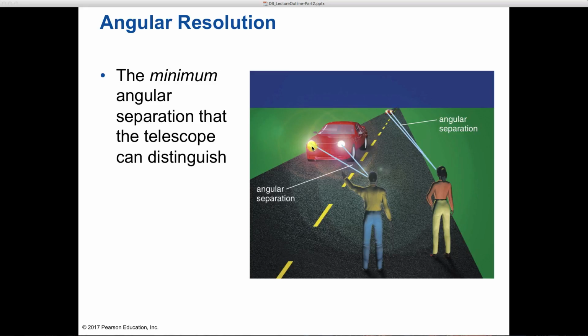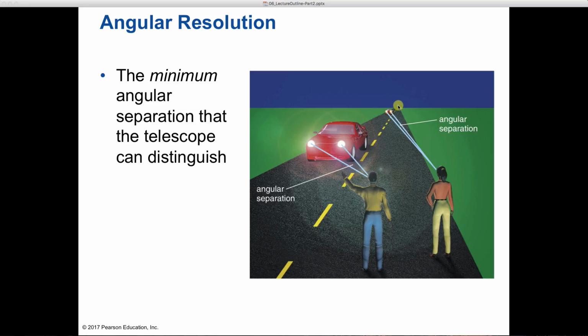There's a certain distance between these two headlights. Those are two definitely distinct headlights. But the farther away they are, the harder it might be to see that they are actually two headlights. This angle here is the angular separation between the two headlights. As the car gets closer, that angular separation gets larger.